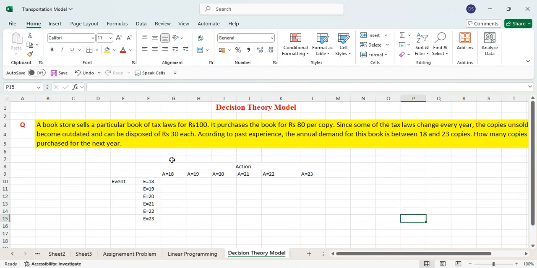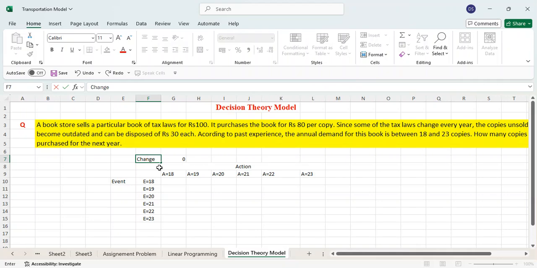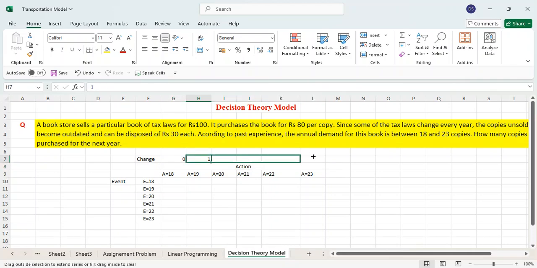Suppose in a particular year you have kept 18 books and the market demand is 18, then there will be no change; demand and supply match, or you can just write that it is 0. Any type of change, either from the supplier side or the demand side, is 0. And subsequently there may be other options; the change may vary from 18 to 23, which means the variations may be 1 to 5. In this way you have to go and solve.